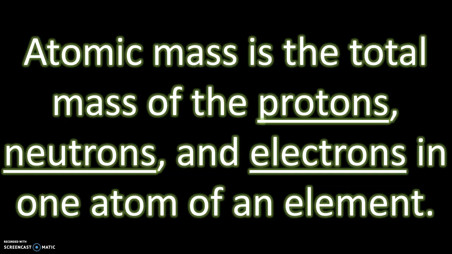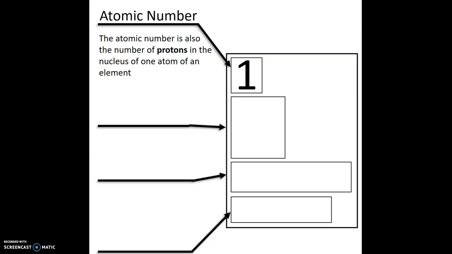Alright, the second is atomic mass. Atomic mass is the total mass of the protons, neutrons, and electrons in one single atom of an element. Now there's a very complicated way that we figure that out, and we're not going to get into that in 7th grade. That number is the number at the bottom of the periodic table, and that is the atomic mass.